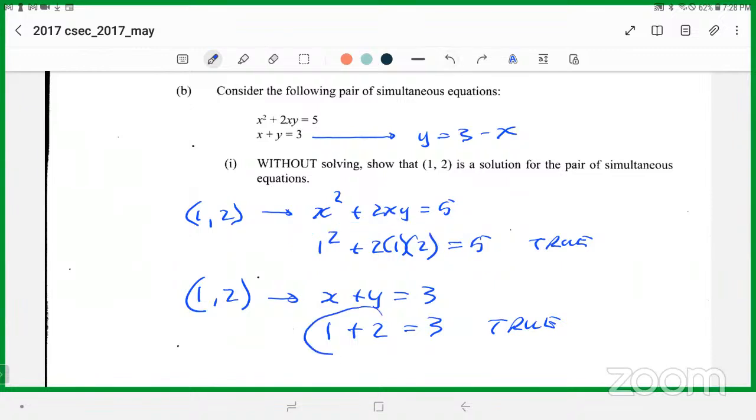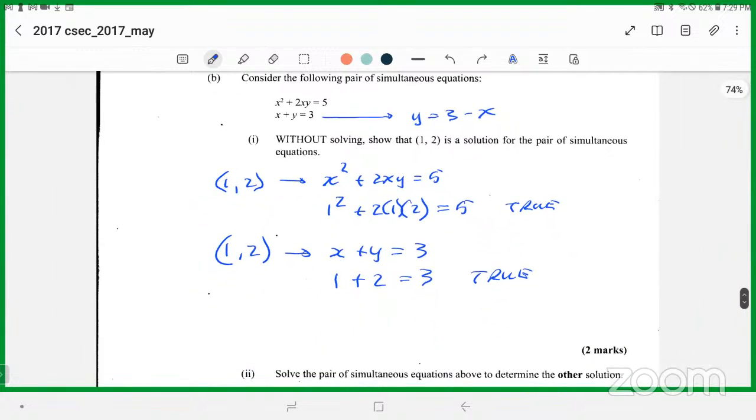And this side, the 1 plus 2 works out to 3. It is true that when you substitute the coordinates in the line, it works. When you substitute the coordinates into the curve, it also works. It means that the point is a common point to the line and the curve, and so it is a solution. Right? So because that is so, we can say it is a solution. And that's all you have to say.